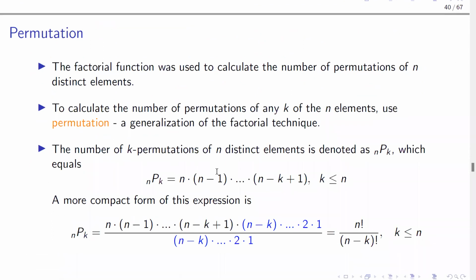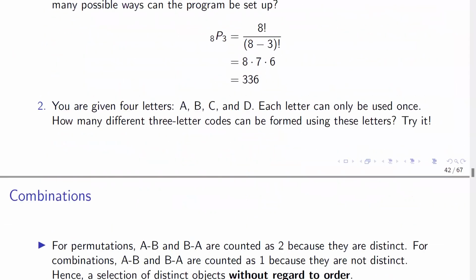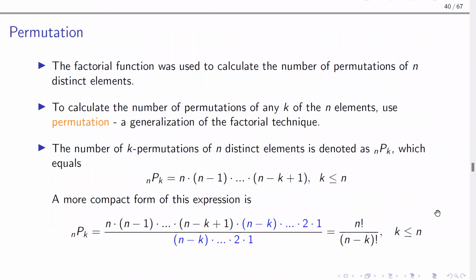Now let's look at the concept of permutation. I mentioned it earlier, but I want to look at it better in detail now. So the factorial function was used to calculate the number of permutations of n distinct elements, when you want to arrange all of those elements or select all of those elements. However, what if you want to select only k out of those n elements and permute those k elements?